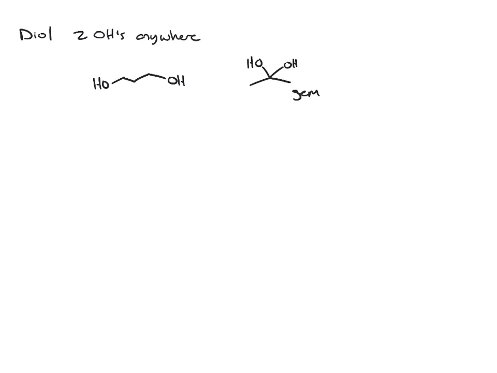All right, so a diol is two OHs anywhere. So that could just be that. Really, even this is a diol. Because they're on the same carbon, we call it a gem diol or a hydrate. And then I'm thinking, you said acetate, but I'm thinking you meant acetal? Yes. Okay. All right.